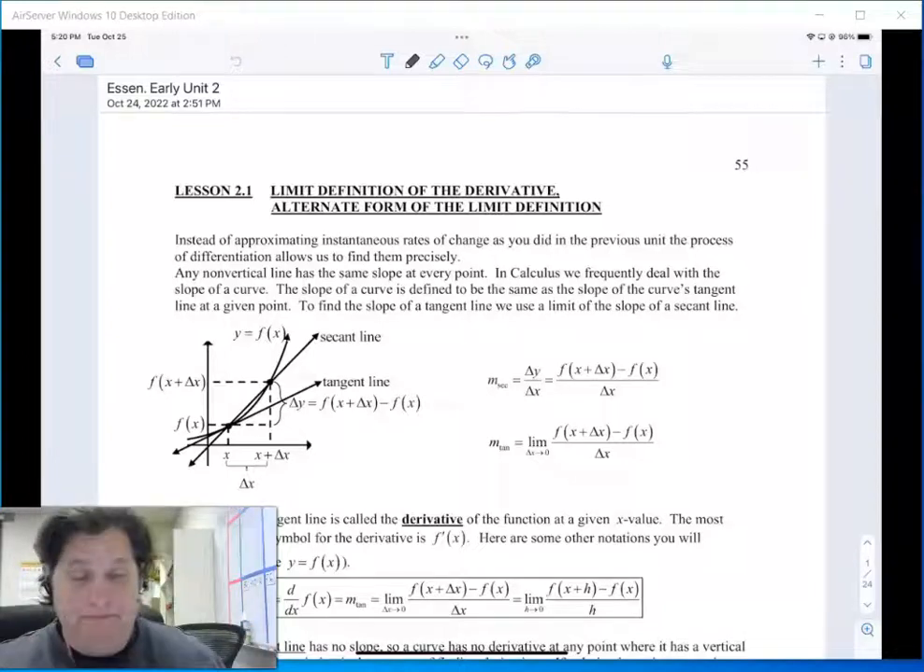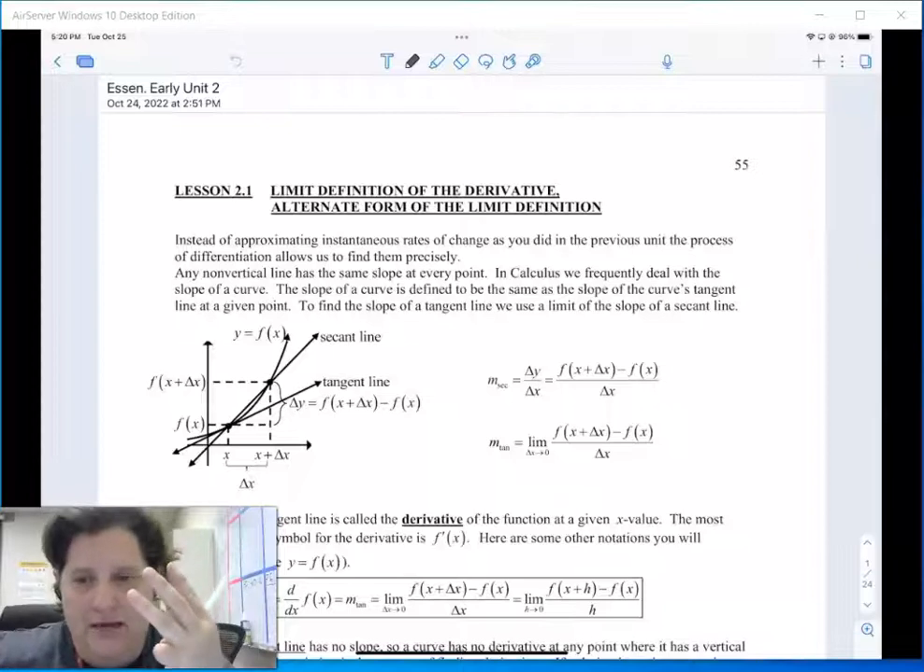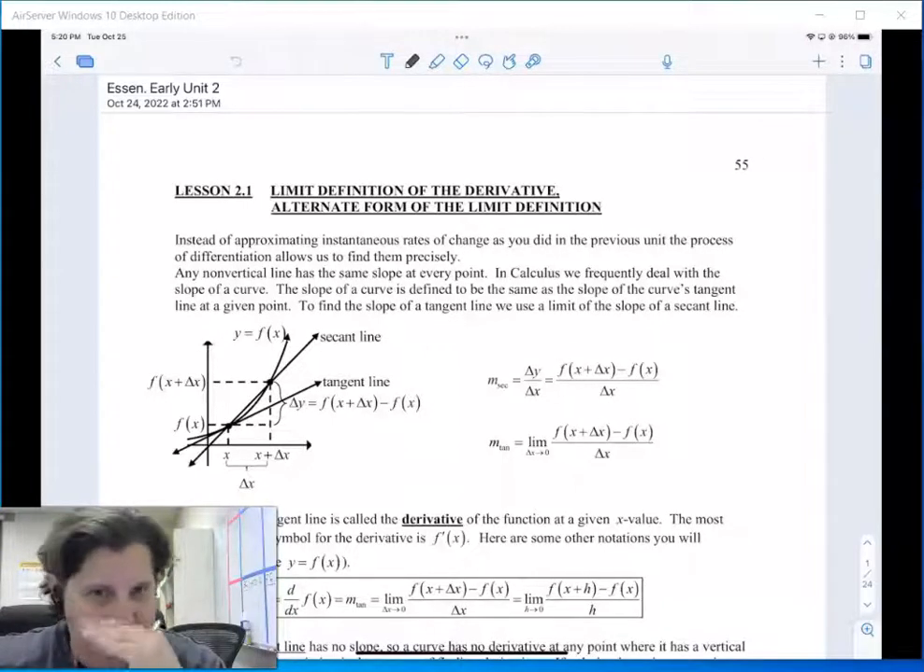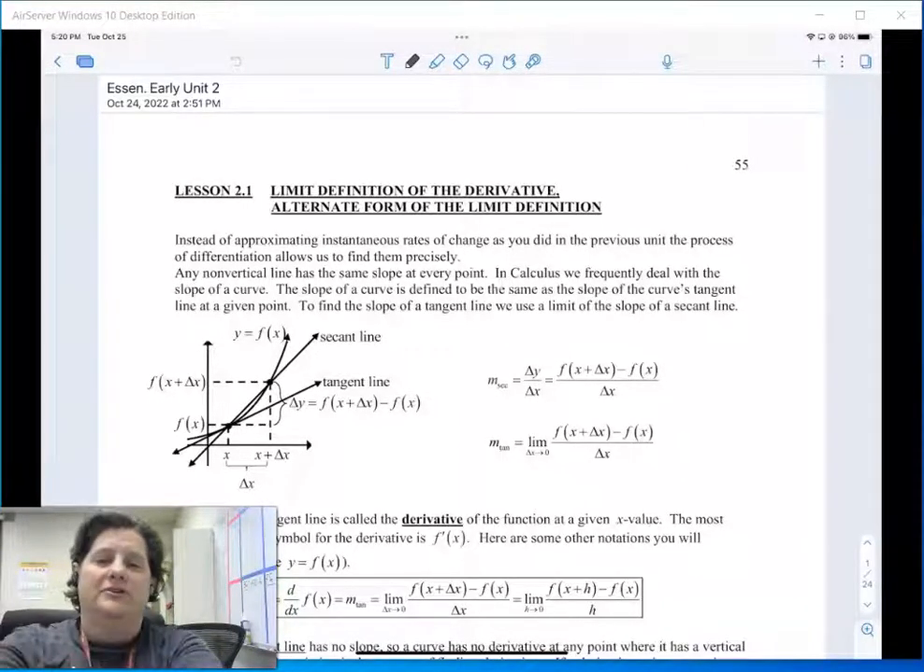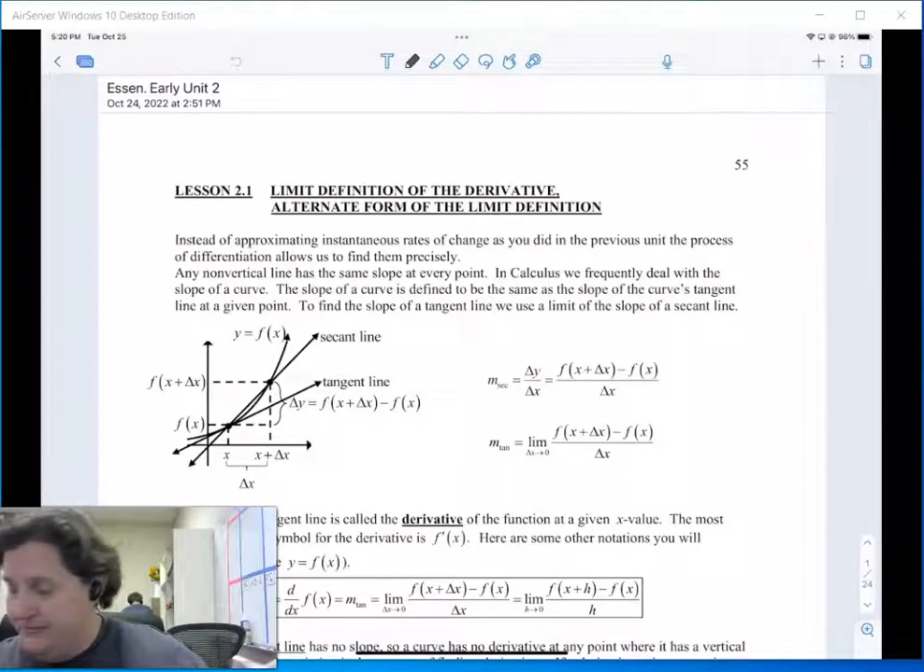All right, you guys, check it out. There are three main topics in calculus: limits, derivatives, and integrals. Everything is based off of those, right? So we just finished limits. We're starting our chapter on derivatives. Derivatives is like one of the foundations of calculus, okay?